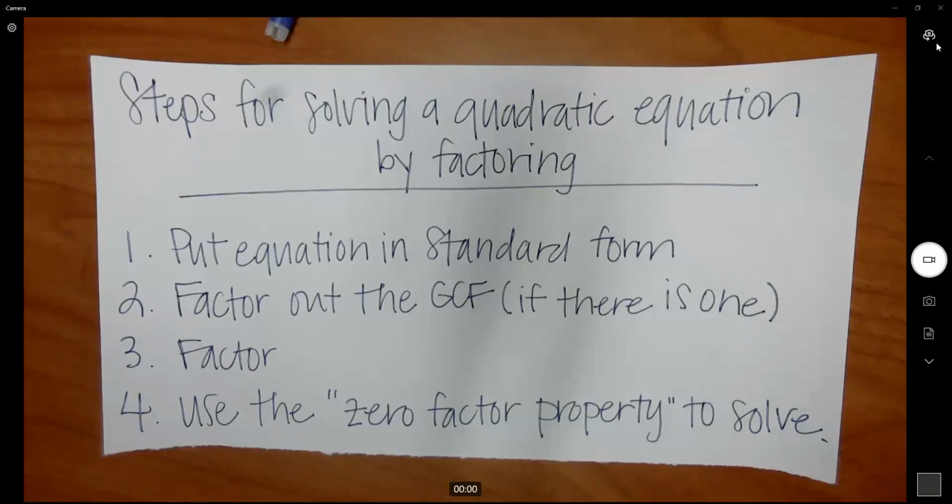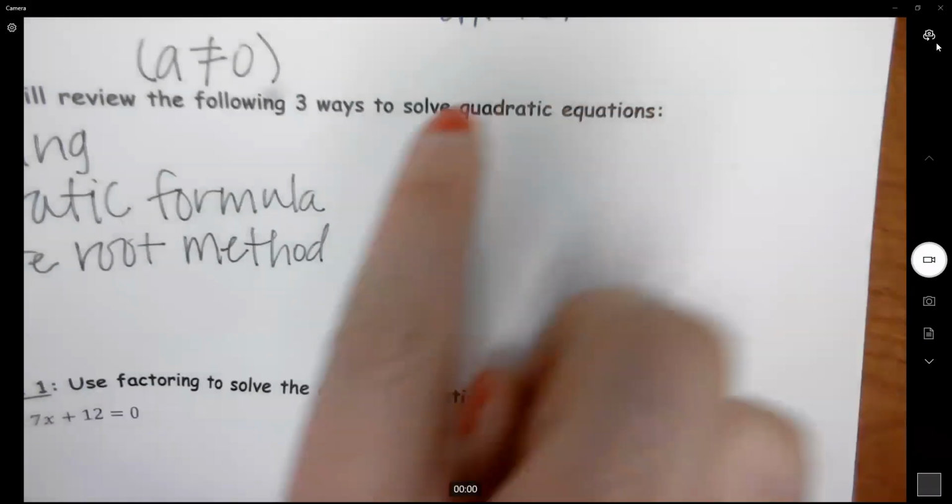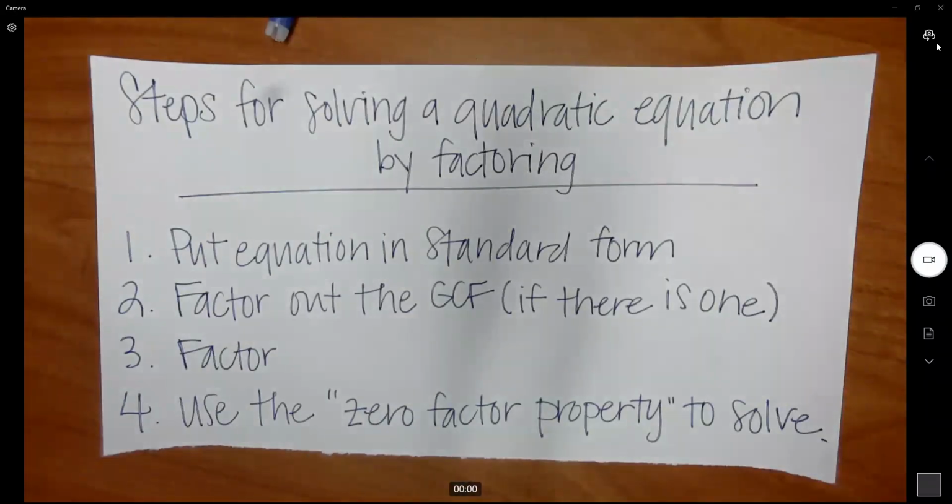In this video, we're going to go over how to solve quadratic equations by factoring. If you want to pause this video and write this down, there is a little bit of room on your notes right over here, if you can cram that in. If that's not enough room, just get a separate sheet of paper.